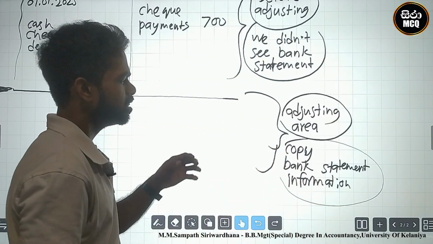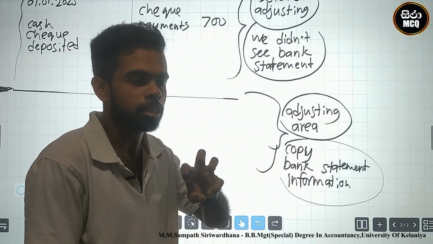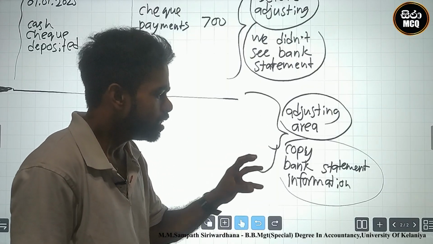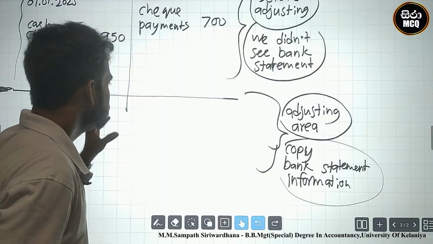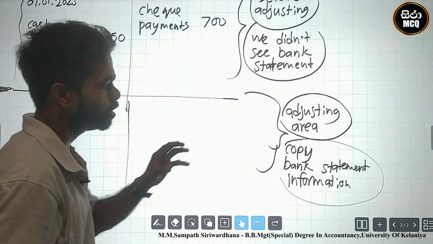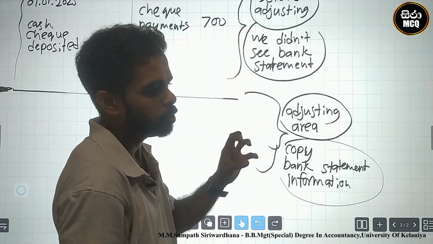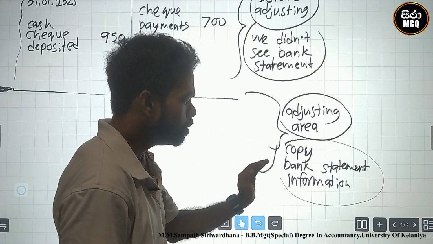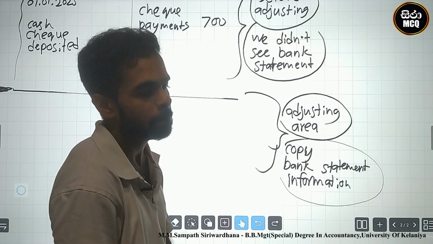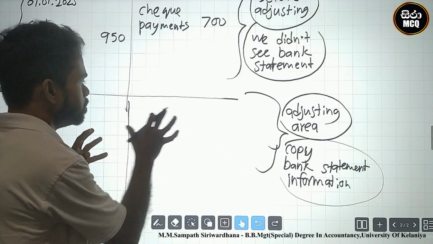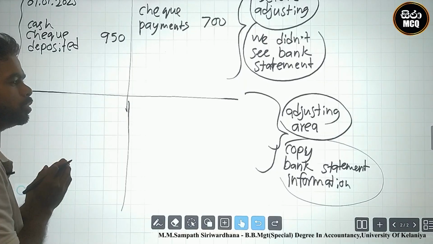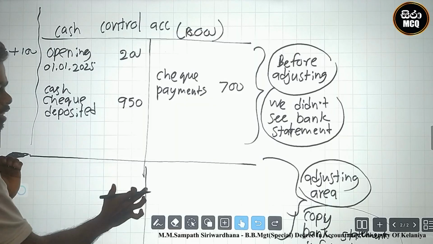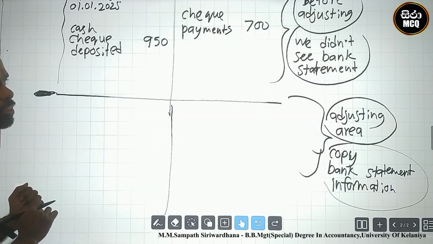You know, there is the adjusted cash control account, you must be prepared at the calculation. In that case, you know what are the elements, what are the information adjusting area should be prepared. At the adjusting area, you must copy the bank statement information, and not written items should be included to adjusting area. This is the non-adjusting area of cash control. This is the adjusting area of cash control.